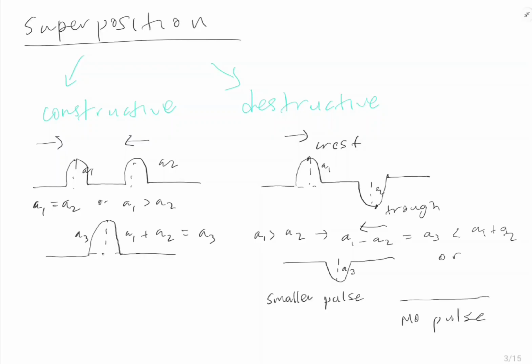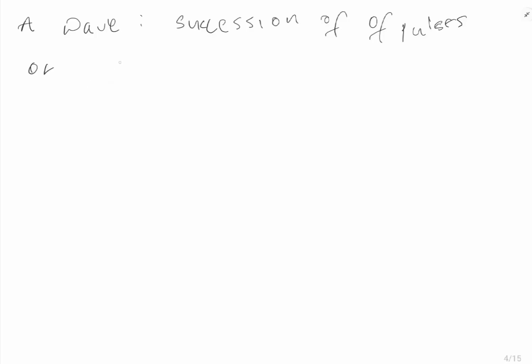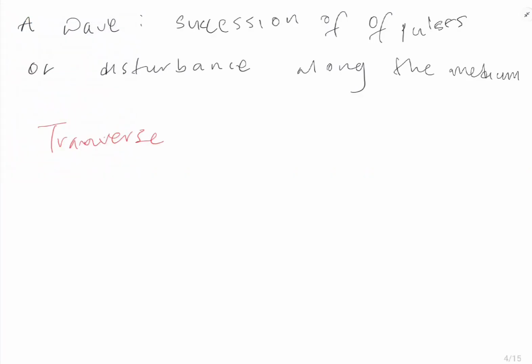So I think we can move on to waves now. We've dealt with a pulse. We said that a pulse is just the simplest form of a wave. So what will be a wave? A wave, one of the definitions, is a succession of pulses. Or a wave can also be described as a disturbance along the medium. So this is going to help us to also define what we know as a transverse wave. And in the next video, we will define what a transverse wave is.